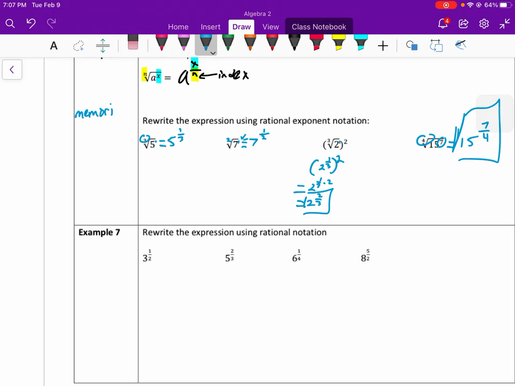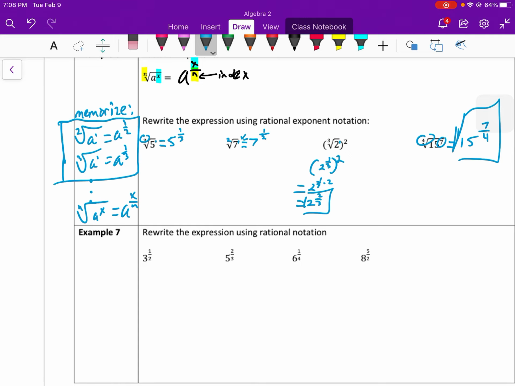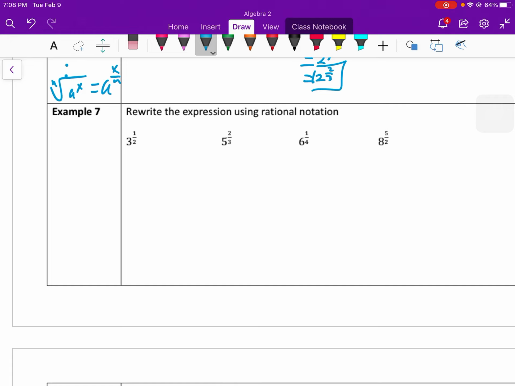Some that you might want to memorize include a square, or the square root of a. So this would be a to the half, or the cubed root of a would be a to the third, because they all have that implied exponent of 1. And then this goes all the way down to then the nth root of a to the x. That's like that first example we did, was a to the x over n. But these first two you may want to memorize.